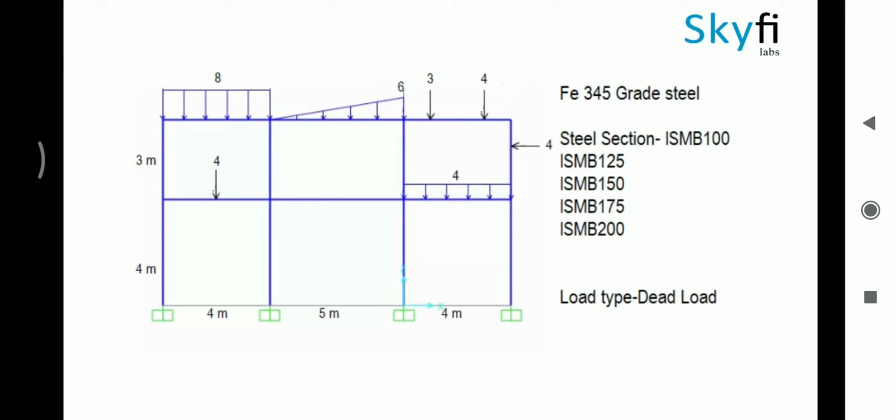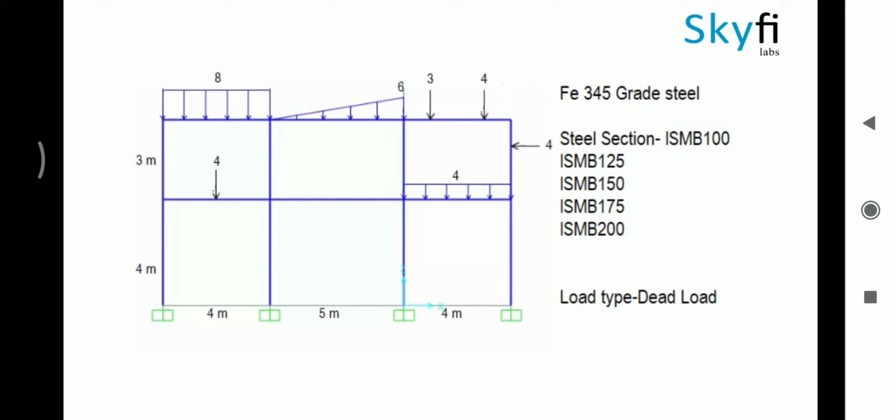You have 5 sections available: ISMB 100, 125, 150, 175, 200. Your job is to design all the members without failure, and be economic at the same time, that is to use smaller sections, wherever possible. So your priority is to start with the smallest section, that is ISMB 100, and check the design.